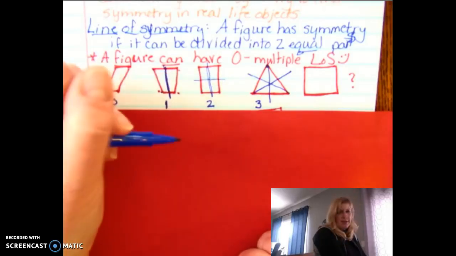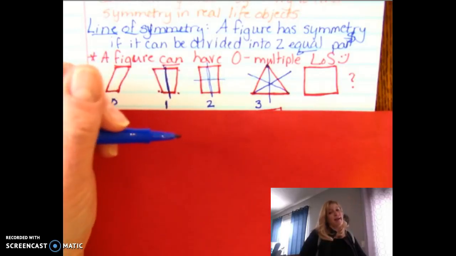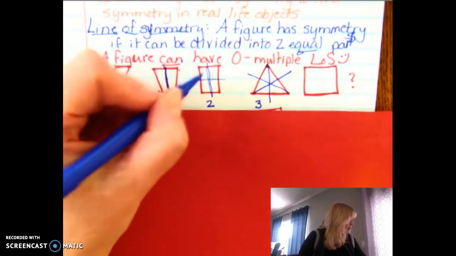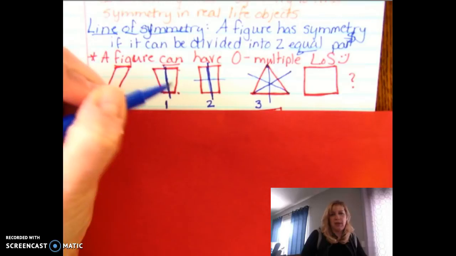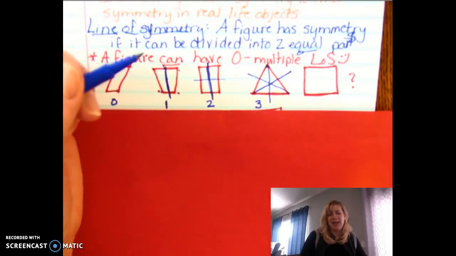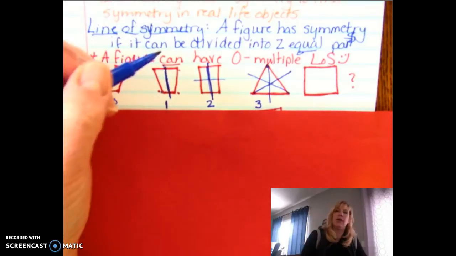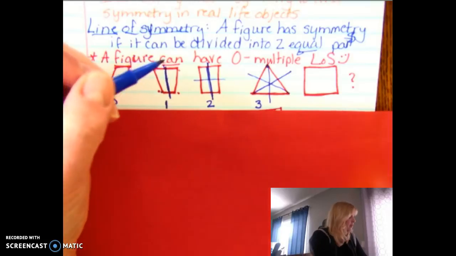This is a rectangle. It's not a square. So it does have two lines of symmetry, which hit right here in the middle and right here in the middle. Kind of like an 8.5 by 11 sheet of paper. You can fold it the hamburger or the hot dog way.